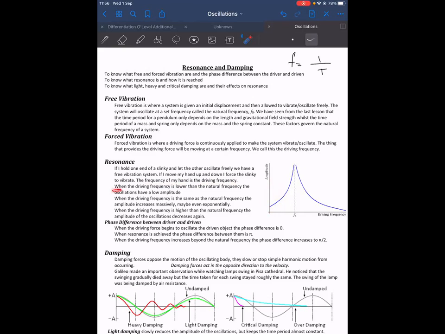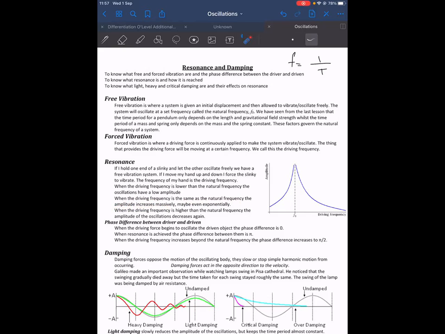And so when that frequency is lower than the natural frequency, the oscillations have a low amplitude. If your driving frequency is lower than the natural frequency, then your amplitude, that is, the maximum displacement, will be small for every oscillation. But when the driving frequency is the same as the natural frequency, the amplitude increases massively.